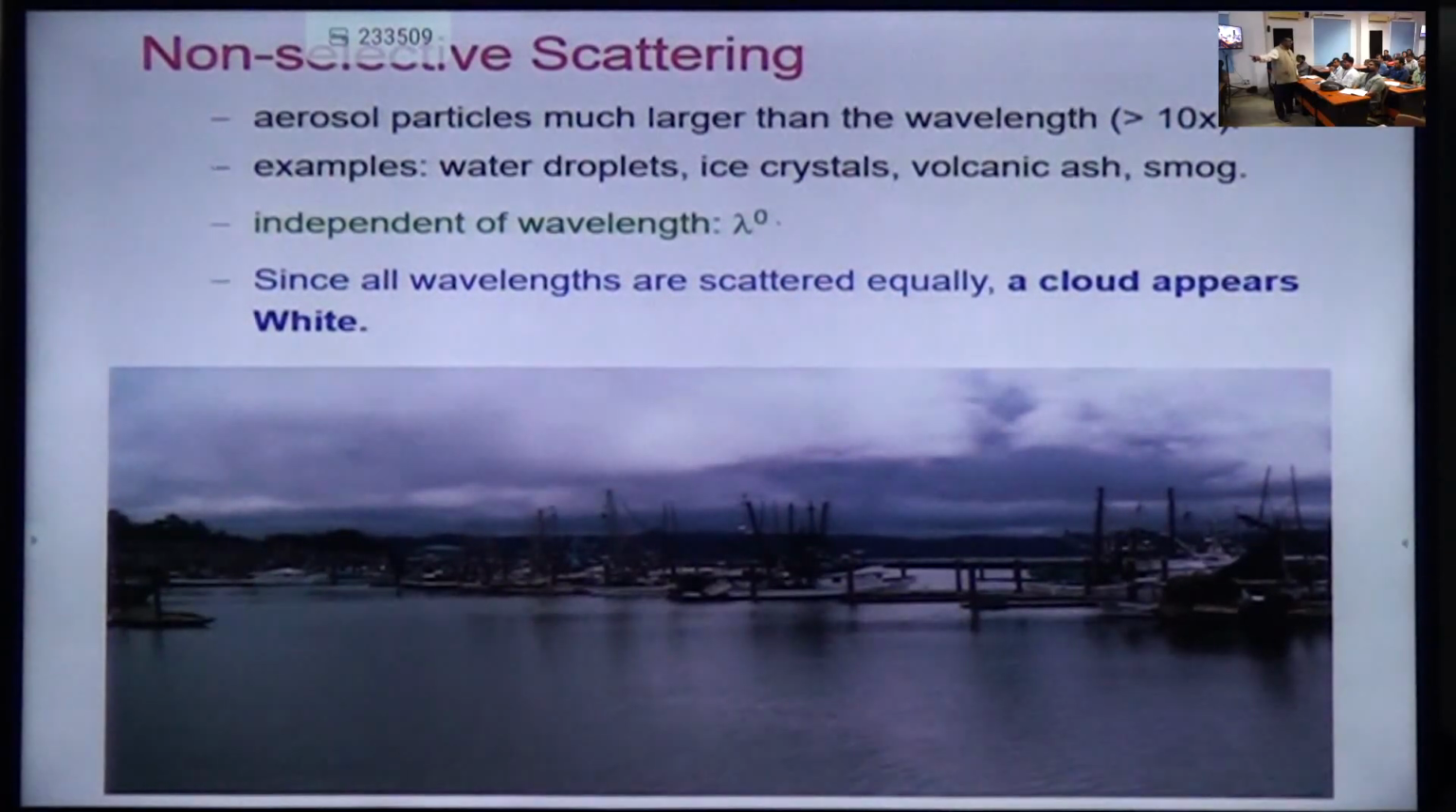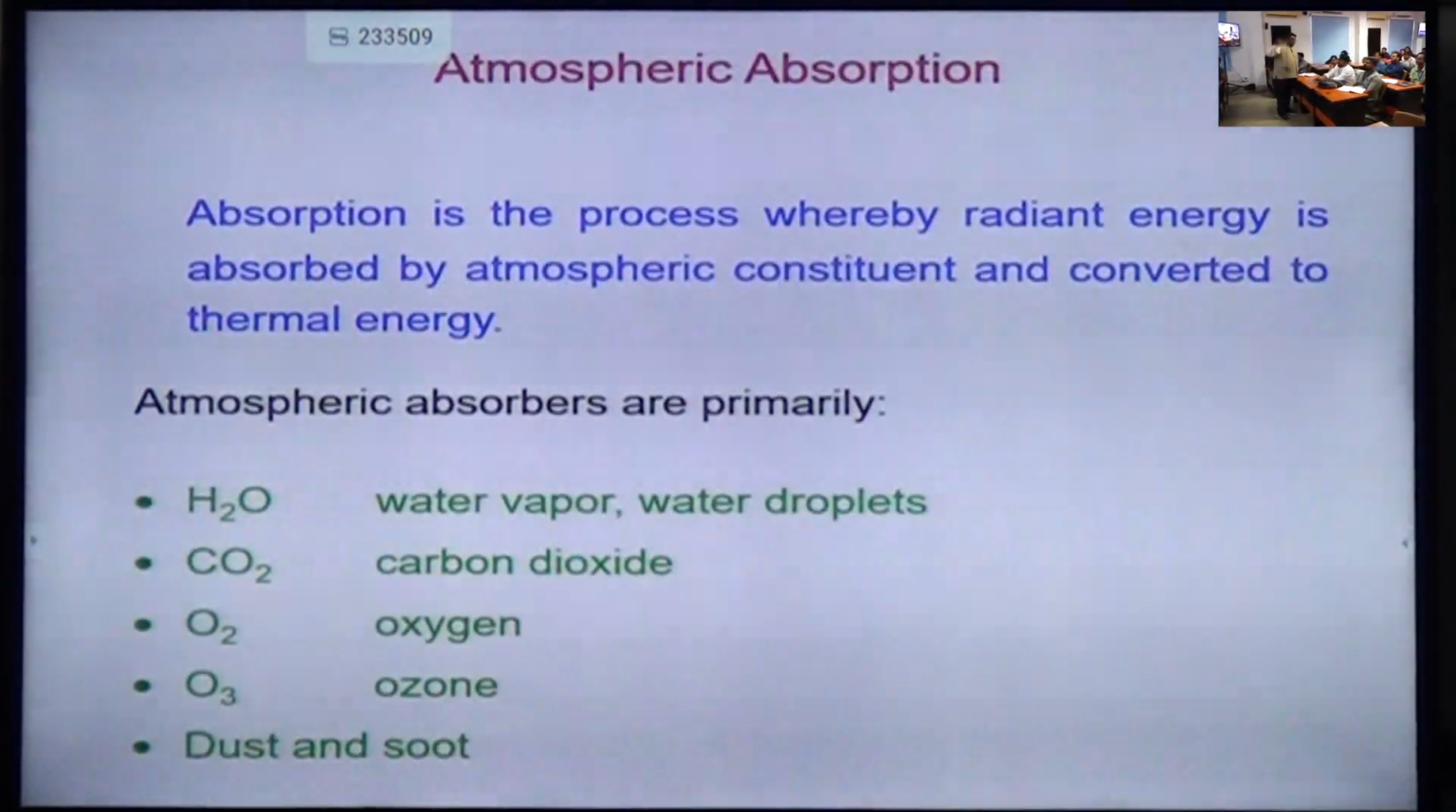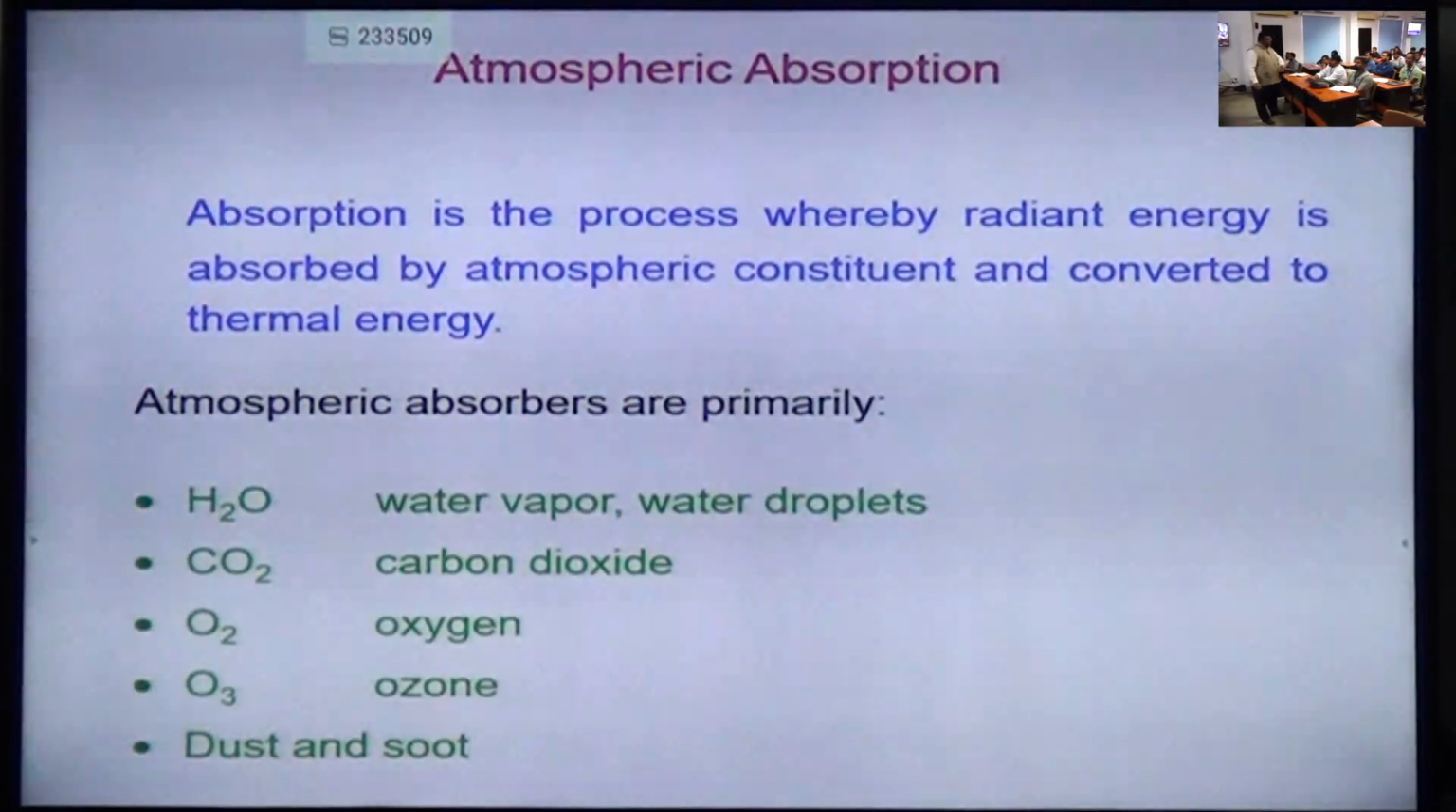Because it is irrespective of the wavelength. Normally, earlier scattering too depended on the wavelength: blue, green, indigo, orange, yellow, red. Why are we bifurcating depending on the wavelength? But this particular scattering, that is non-selective scattering, is independent of wavelength.